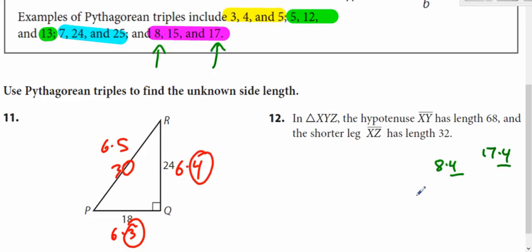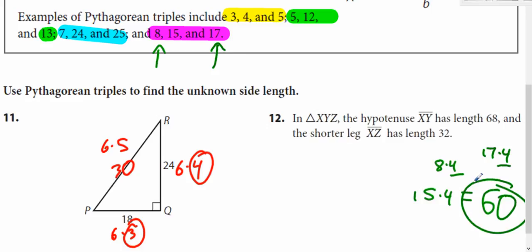8 times 4. The other side could be 15 times 4, which is 60. And then the last side was 17 times 4. So you just have to simplify, figure out what your multiplier is, and pick it up from the Pythagorean triple. Just a good shortcut for Pythagorean theorem.